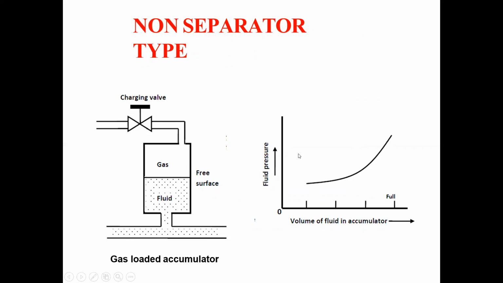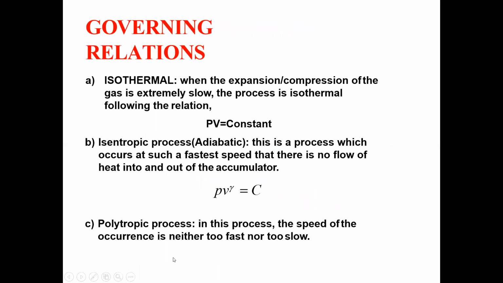And if we plot the fluid pressure against volume of accumulator, then we get its relation like this. You can see on your screen. So these are some laws related to the expansion and compression of these gases. So first type is isothermal expansion or compression, where the relation between pressure and volume is PV equals constant.